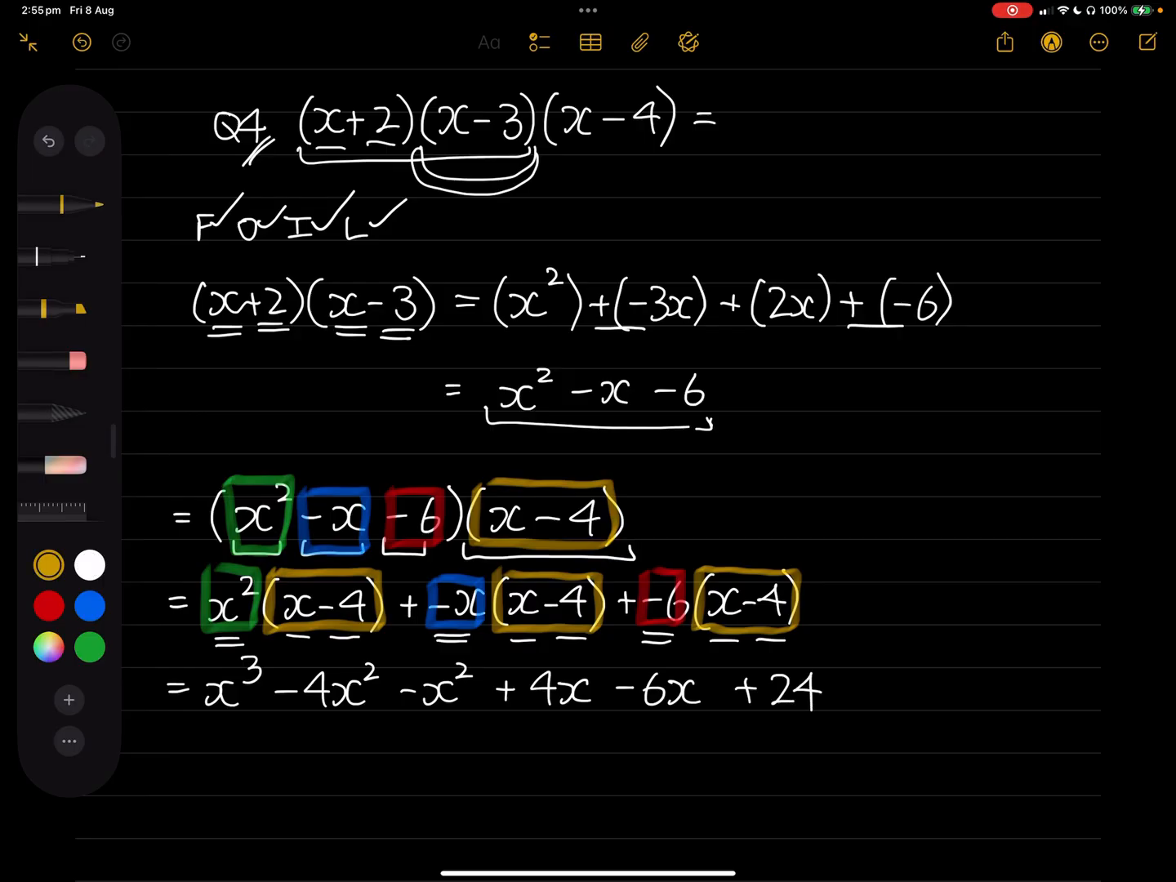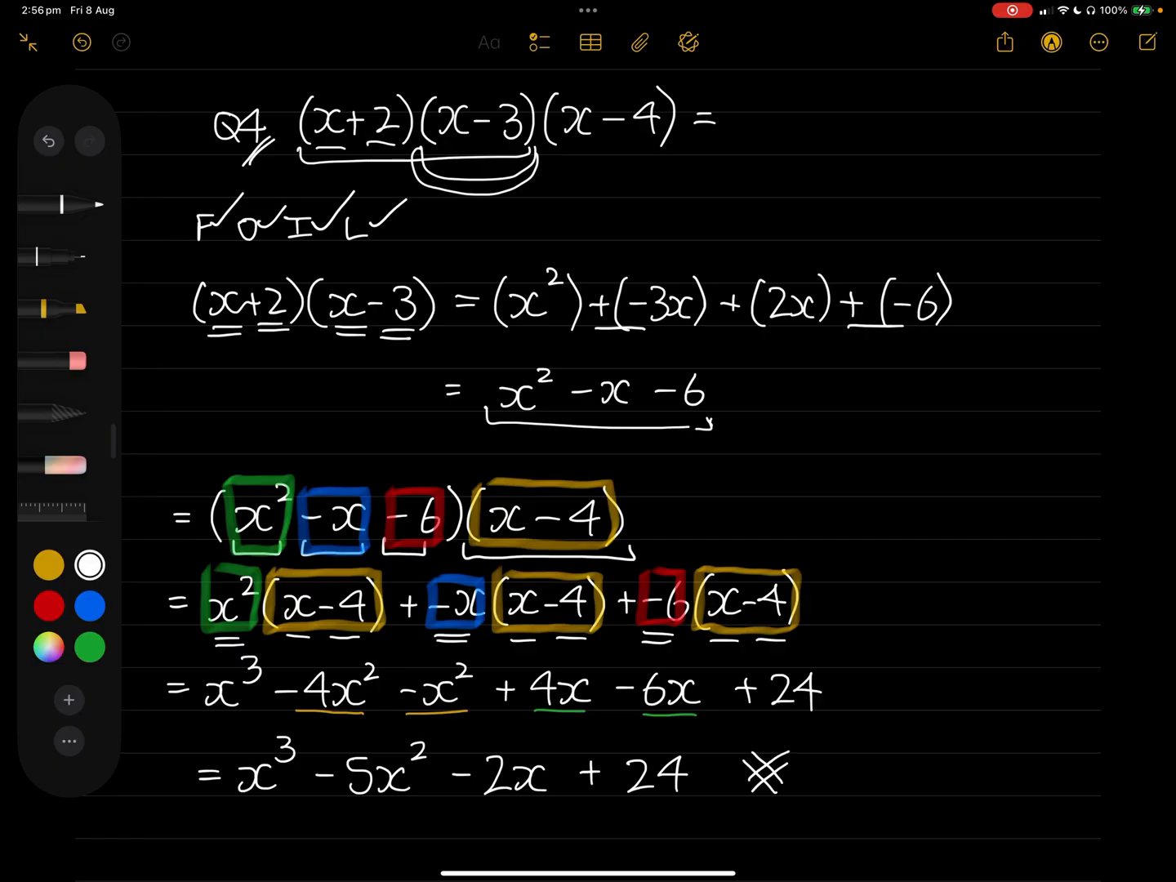We have several sets of like terms. X squared here, x squared here, x here, x here. So we've got a single x cubed. Minus 4x squared minus x squared is minus 5x squared. Plus 4x minus 6x is minus 2x. And then we have a plus 24. So this is our solution. This was really a much harder version of the FOIL expansion, but it works in a similar way to many of the others. You just have to do this slightly more elaborate expansion process at the end in order to simplify it completely.